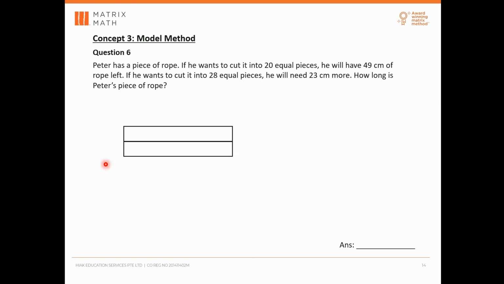49 is the amount left, right? So it is part of the original. So you must cut out from the original. Okay, cut out from the original. So this portion here represents what he used for the 20 pieces. So 20 pieces left with 49 cm.